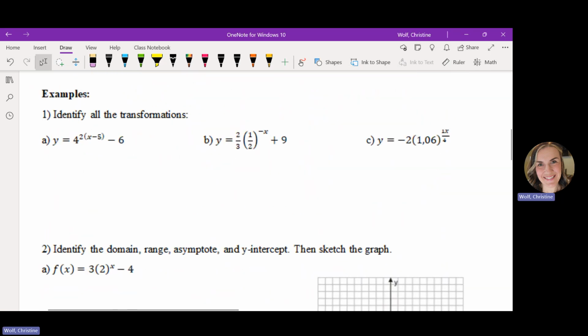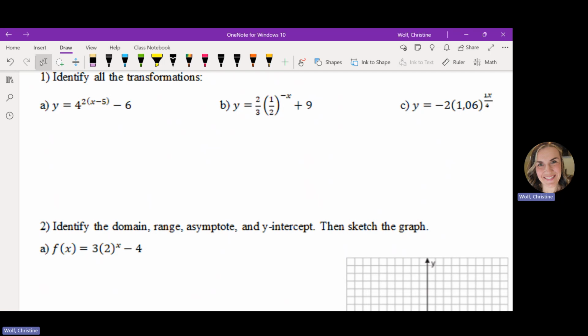Let's just look at a couple of equations here, and we're just going to identify the transformations. So again, we have done stuff like this before. We're just going to list what's going on. We're not going to graph it yet. Okay, so I just travel left to right, and I look for things that are changing my graph.